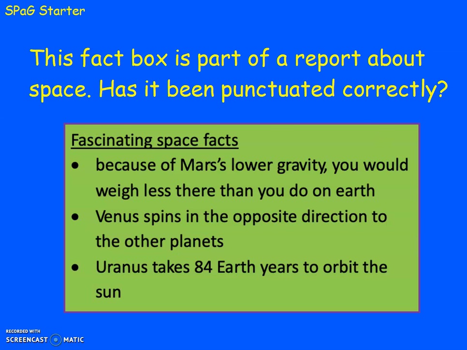Right, so I'll use my pen just to show you. I'll use a blue pen to show how I'm going to go back and correct these sentences. So, fascinating space facts. Because of Mars's lower gravity, you would weigh less there than you do on Earth. Venus spins in the opposite direction to the other planets. Uranus takes 84 Earth years to orbit the Sun.